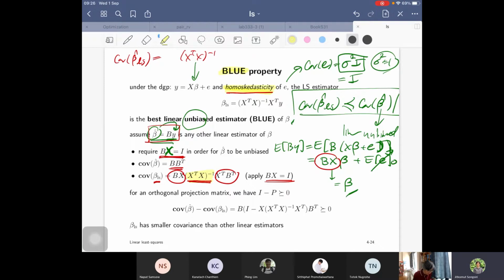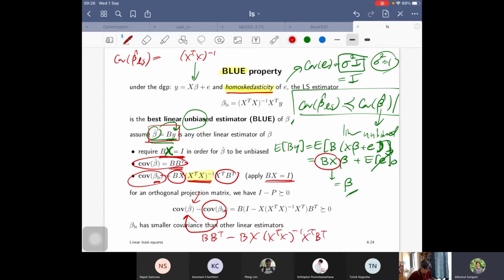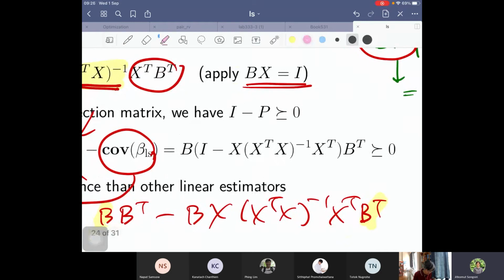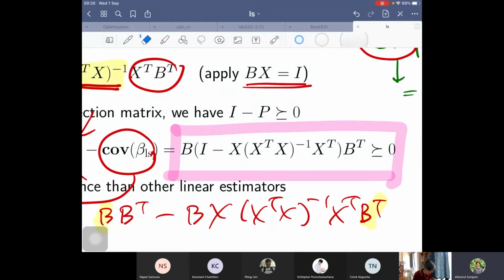Now we're going to subtract the covariance of beta hat least square from the covariance of beta hat, where this is any other linear unbiased estimator. You just plainly subtract one from the other, but then you recognize that you can factor out B and B transpose, and then you have this term in the pink box.